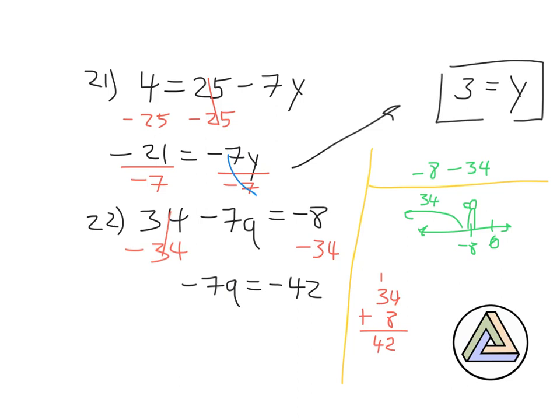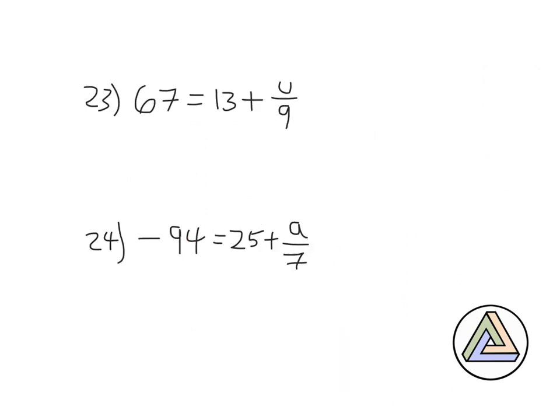Then we're going to divide both sides by that negative 7. And then we would have q equals, well, first of all, is this going to be positive or negative? Well, it's a negative divided by a negative, so therefore it's going to be positive. Then we ask ourselves, 42 divided by 7, what is that? Turns out that that is 6. All right, hopefully that makes sense.